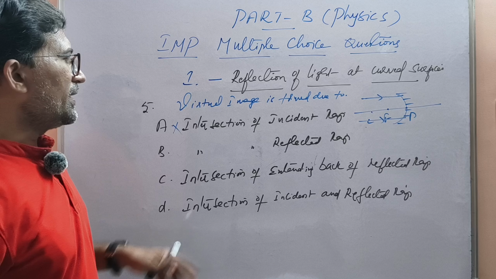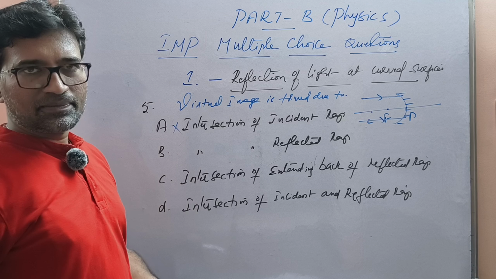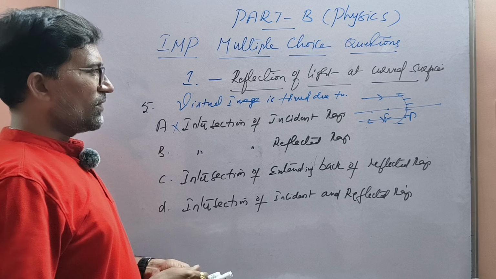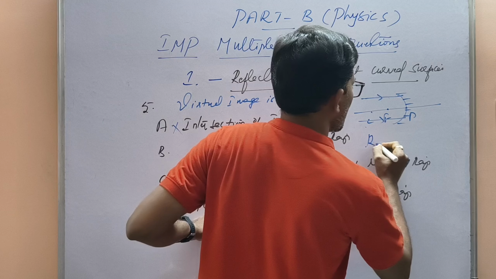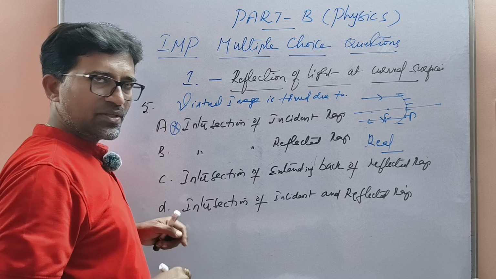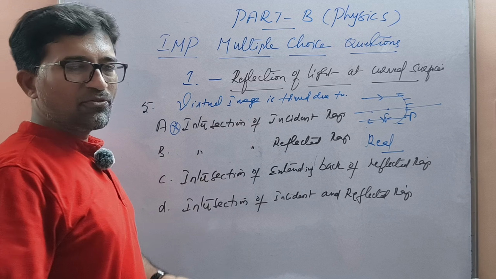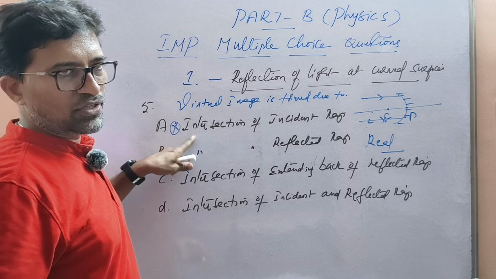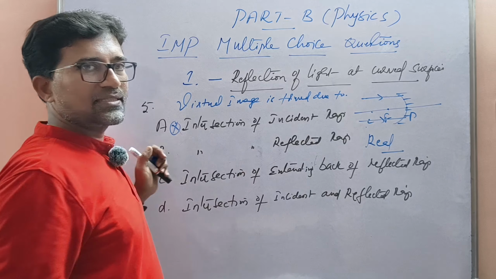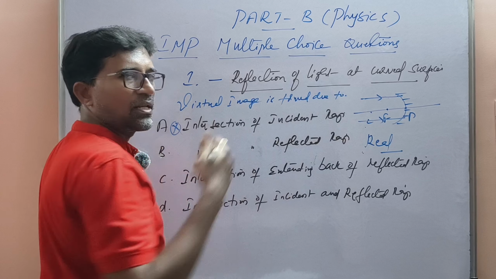The next one is intersection of reflected rays. Intersection of reflected rays will always form real images. Here there is no chance of formation of any kind of image in the first option, because the incident rays never intersect each other. And in the second option, intersection of reflected rays always forms real images. It never forms a virtual image.